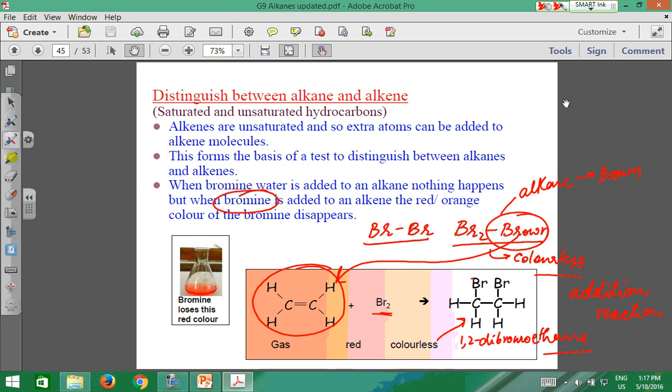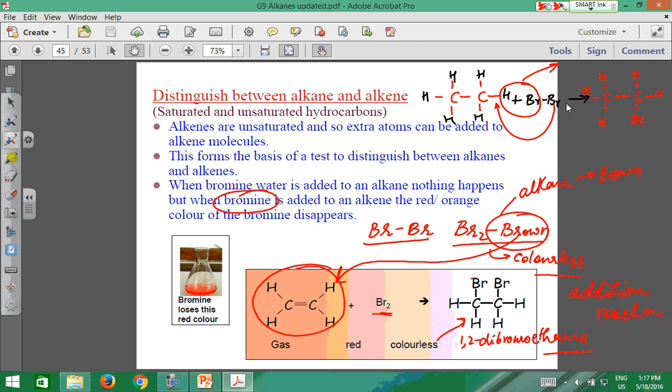But the same thing will not happen with alkane. For example, I have got ethane. This is ethane, correct? I have got ethane here and I am adding Br2, you see the difference? Now the reaction will go like this. So what will happen? HBr will be formed and go, and this bromine will come here. So the structure will be like this. Here you will have hydrogen and bromine, all others are hydrogen.